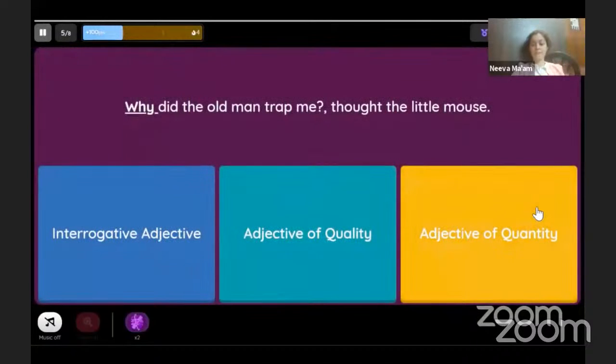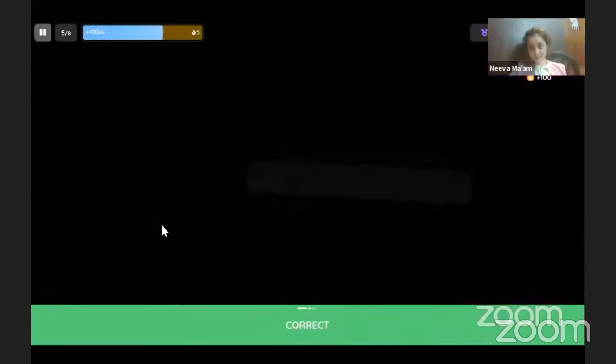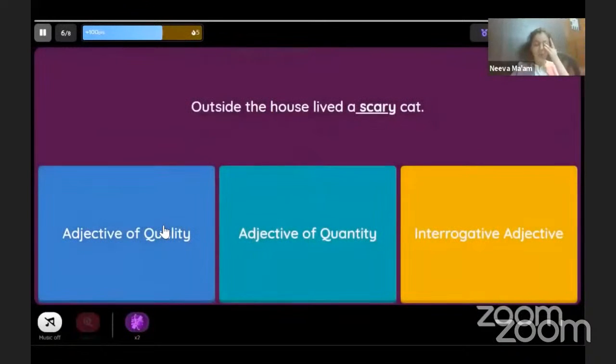Why did the old man trap me? Thought the little mouse. So what is why? Is it like an interrogative adjective, adjective of quality, or adjective of quantity? It is interrogative because it's a question, right? Whenever you ask the question, what, why, how, when, it's going to be interrogative.